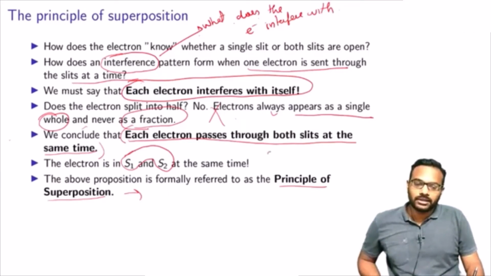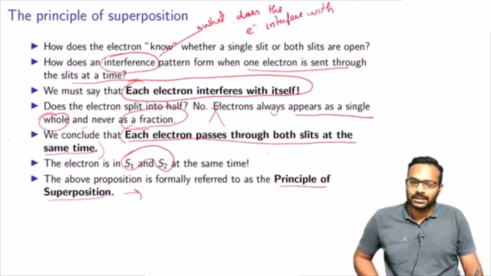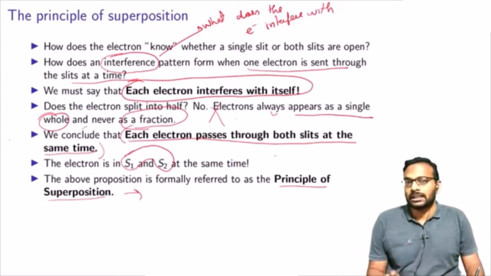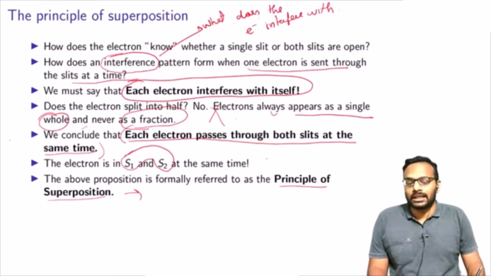See, for example, if you take a coin, a classical object, when I say that the coin is here, it means that it's not anywhere else. Am I right? But in the case of the electron, we cannot say that. The electron can be in slit 1 and slit 2 at the same time. We are talking about the same electron, not different electrons. The same electron can be at two places at the same time, at different places at the same time, even everywhere at the same time. This is allowed in quantum mechanics.